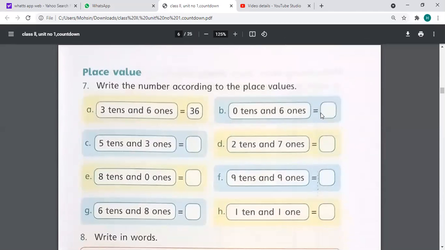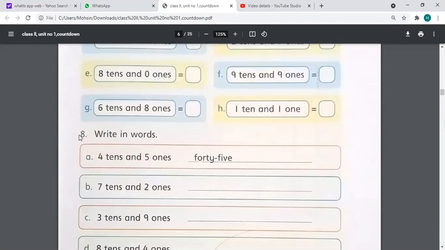Now B part is 0 tens and 6 ones. How are we going to write it? We have no tens and we have only ones. How many ones? 6 ones. The answer is 6. The C one, how many tens do we have here? 5. And how many ones do we have here? 3. So when we write them together, the answer will be 53.